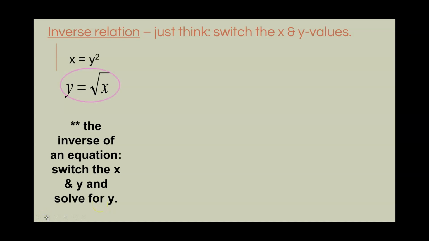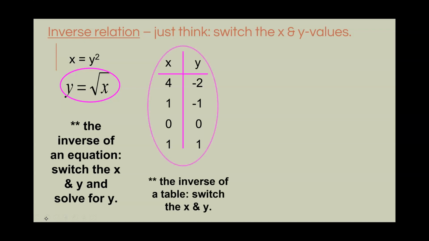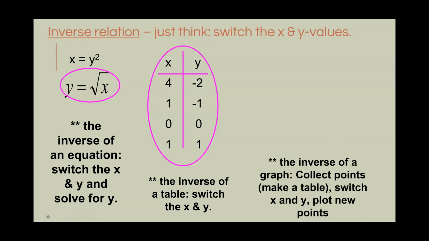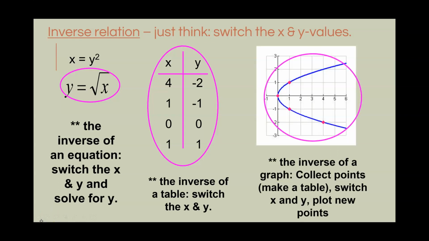To find the inverse of a table, you switch your x and y's. To find the inverse of a graph, you collect your points, then switch x and y, and then plot new points. And if you notice, in each one of these, one step is switch x and y. Okay, so that's why I wanted to say, if you just remember, the inverse correlates to switching x and y values. That's going to help you remember how to solve most of these problems, okay?